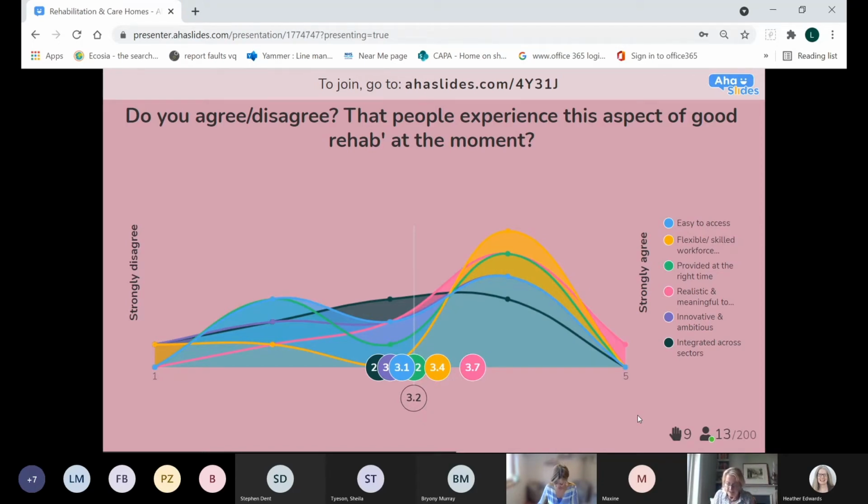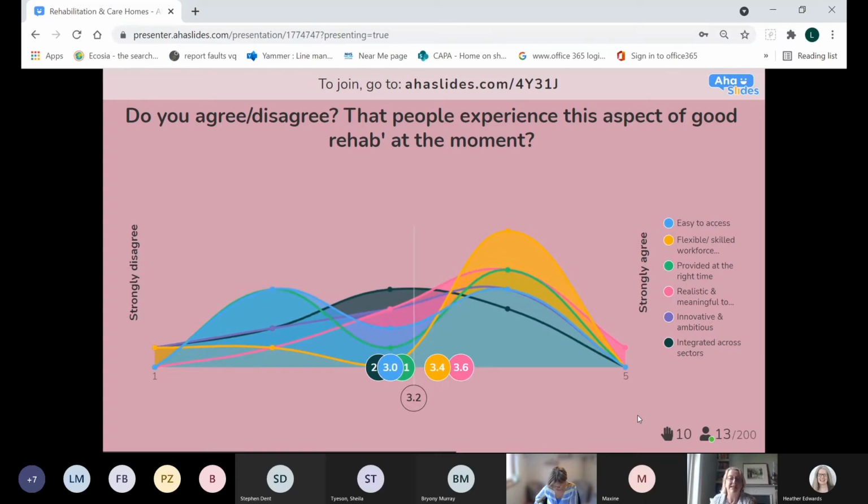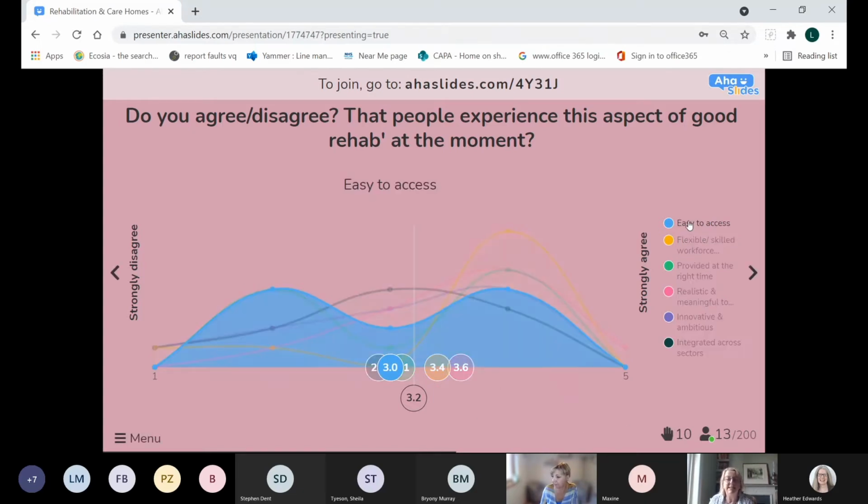Right. So let's have a look and see what we find out. We'll go to the first one, easy to access. And you can see that the average was 3, which is in the middle. However, what's kind of interesting is on either side, some people are saying they disagree that it's easy to access, and some people say they agree it's easy to access. So obviously there's a different experience just depending on where you're working.